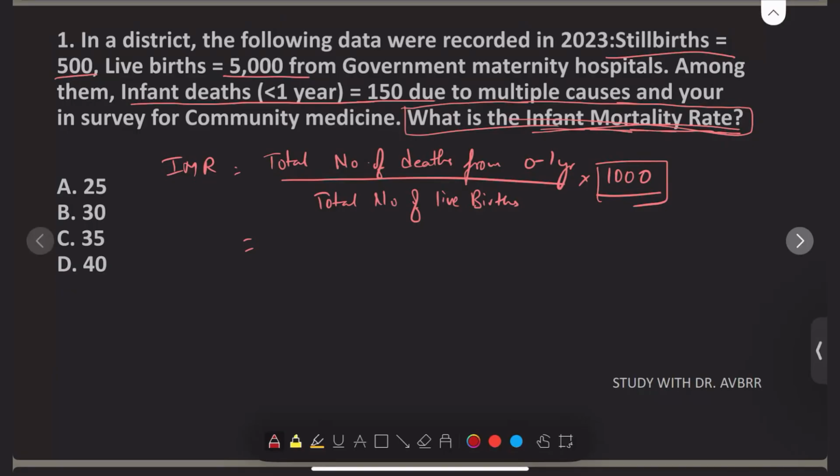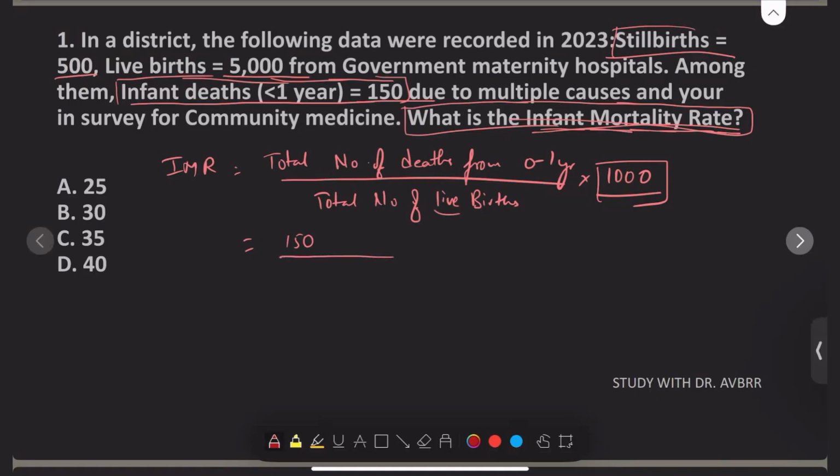So total number of deaths from 0 to 1 year. They are already given here. Infant deaths less than 1 year is 150. In the question they might give you stillbirths and live births as separate things to confuse you. Always remember, no matter what they give you, if the child age is 0 to 1 year, that comes under infant. So don't add stillbirths or live births here.